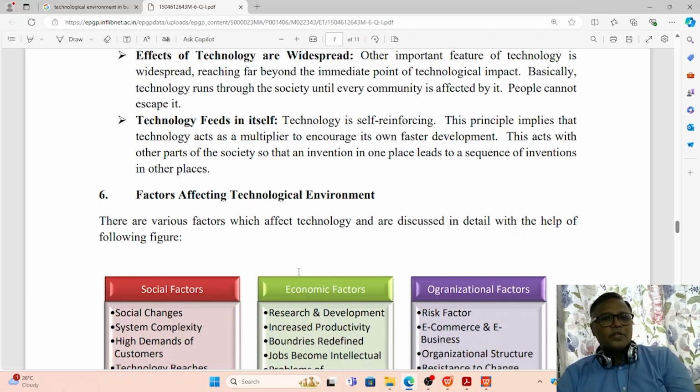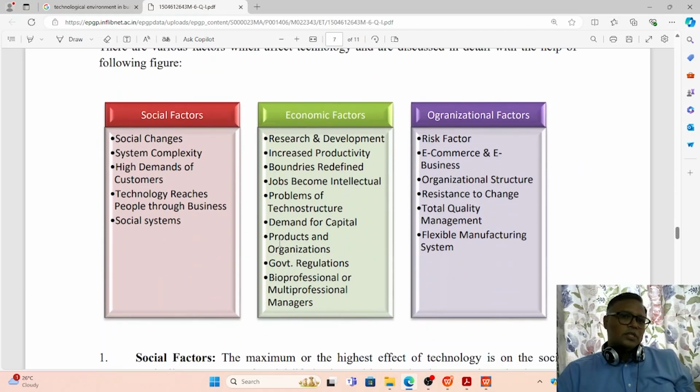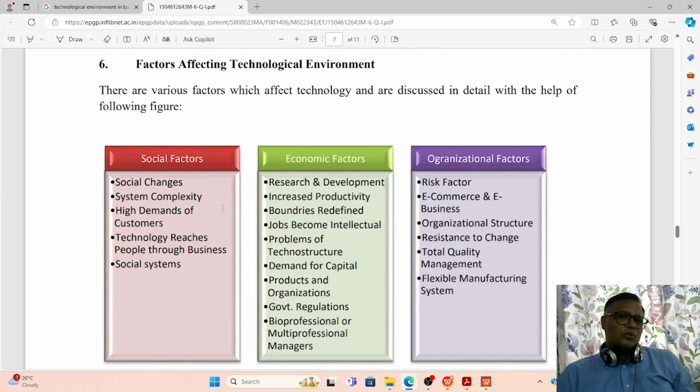Next is about the factors which affect the technological environment. There are various factors which are affecting the technology and are discussed in detail with the help of the following figures. First is the social factor. The social factor discusses the social changes, the system complexities, the huge demand of the customers, and the technology which reaches the people through the businesses and the social systems.